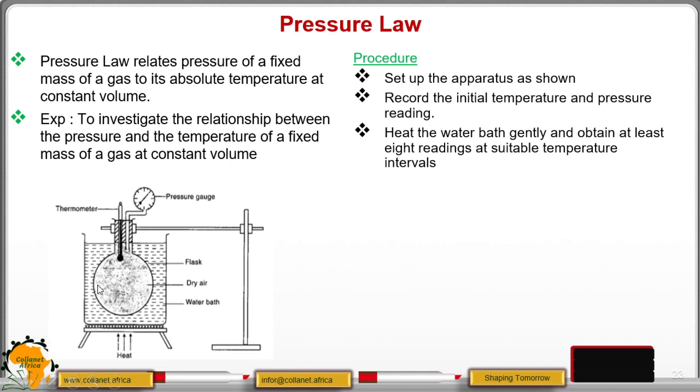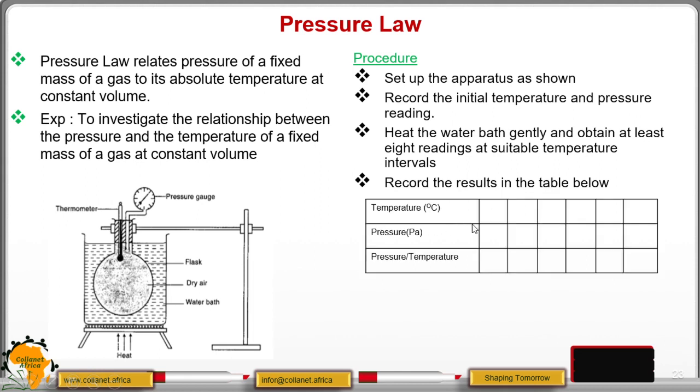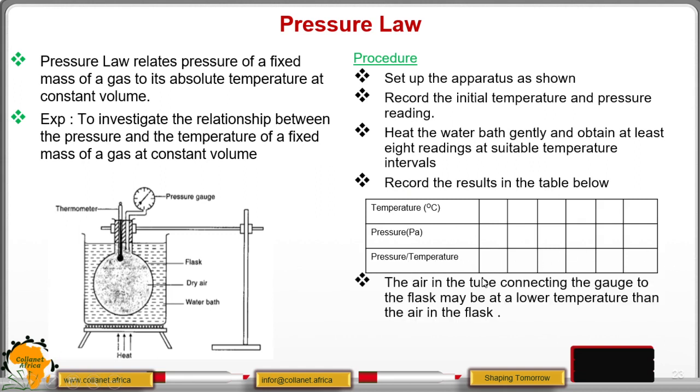So we are now heating this water bath so that we can increase the temperature. And from there, we are supposed to see the pressure, but the volume is kept constant. Now, record the results in the following table. We have the temperature, we have the pressure, and then we have the pressure over the temperature. You're supposed to get the readings there.